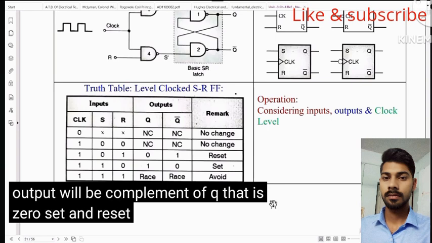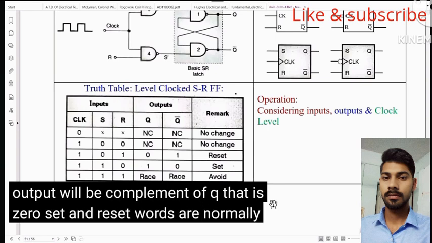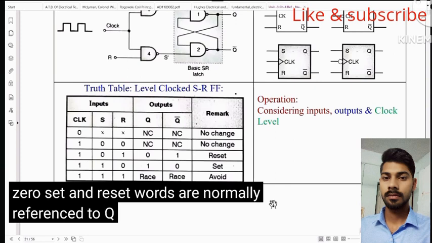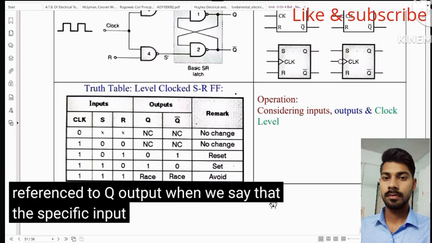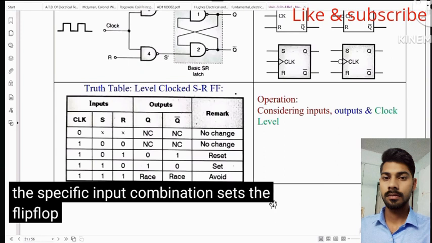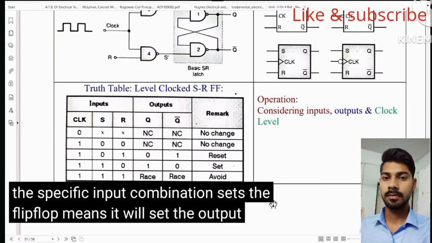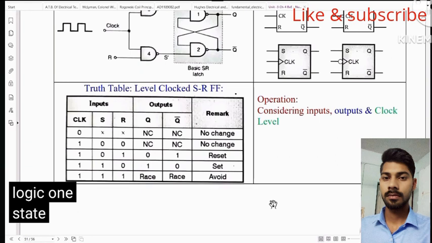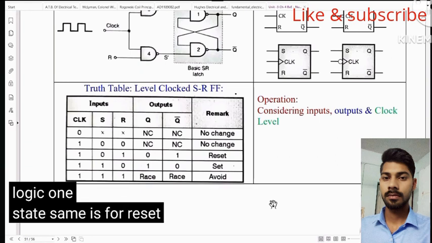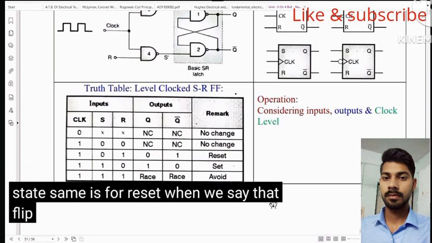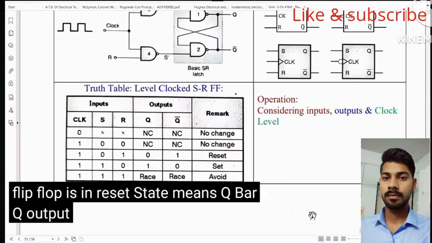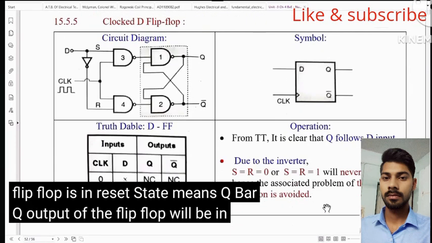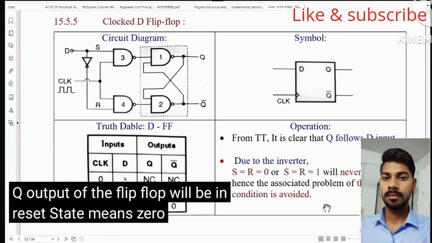Set and reset words are normally in reference to the Q output. When we say that a specific input combination sets the flip-flop, it means it will set the output to logic 1 state. Same is for reset. When we say that the flip-flop is in reset state, it means the Q output of the flip-flop will be in reset state, means 0 state.